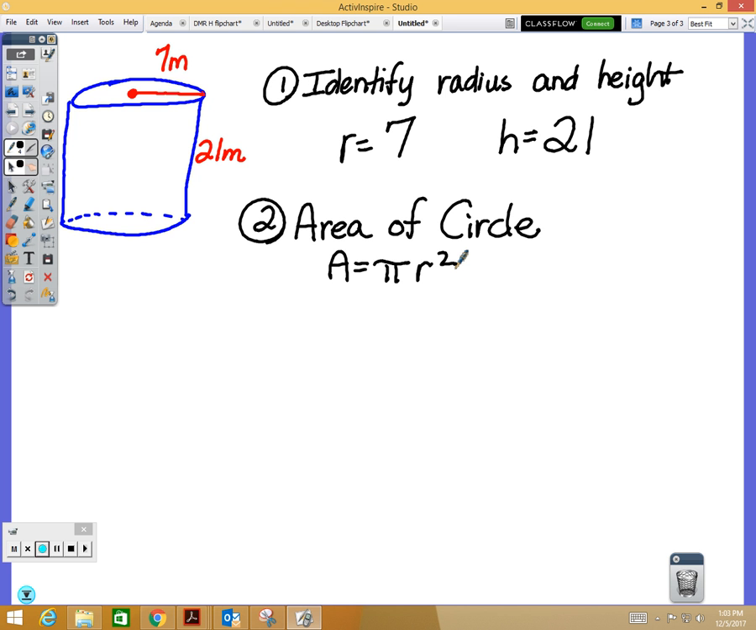All right, we know that pi is what? 3.14. And we identified r, our radius, which is 7. So 7 squared. What do I do first? Multiply by pi or do 7 squared? 7 squared. And what does 7 squared mean? It is 49. 7 times 7 is 49.